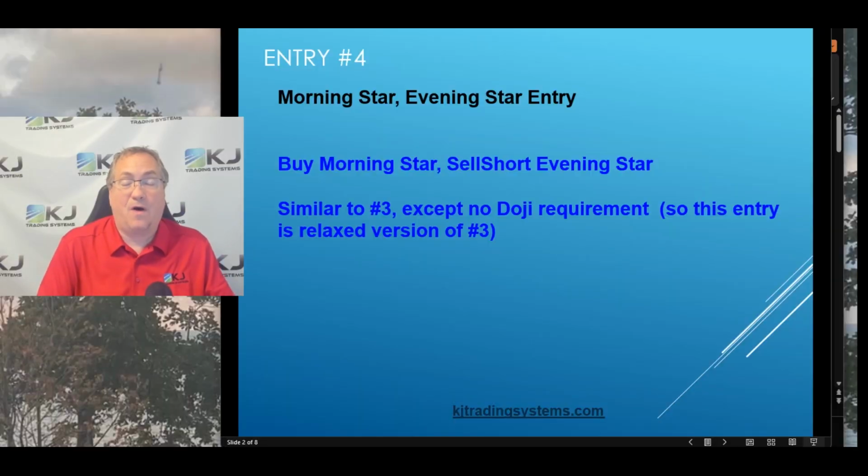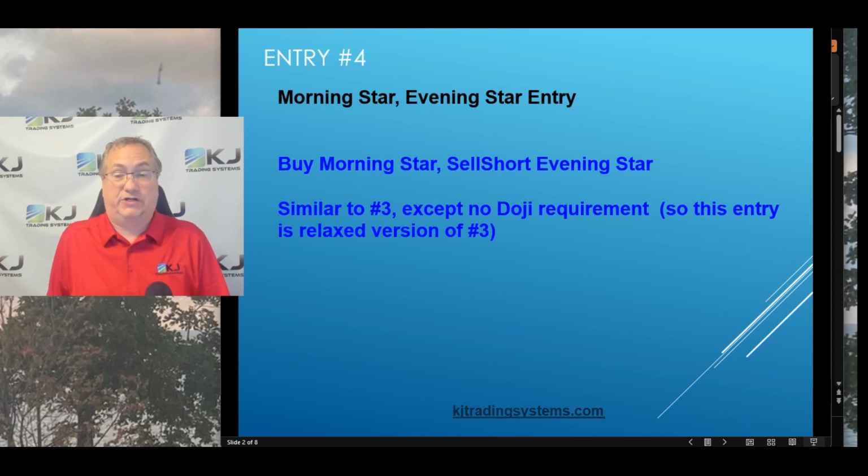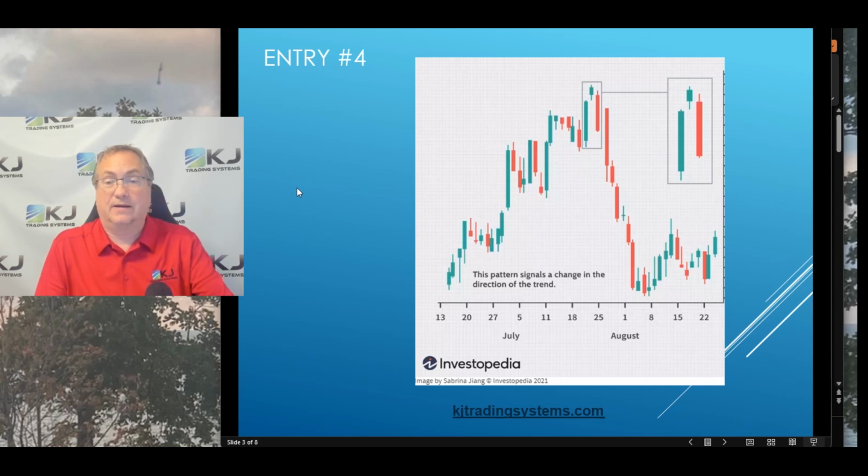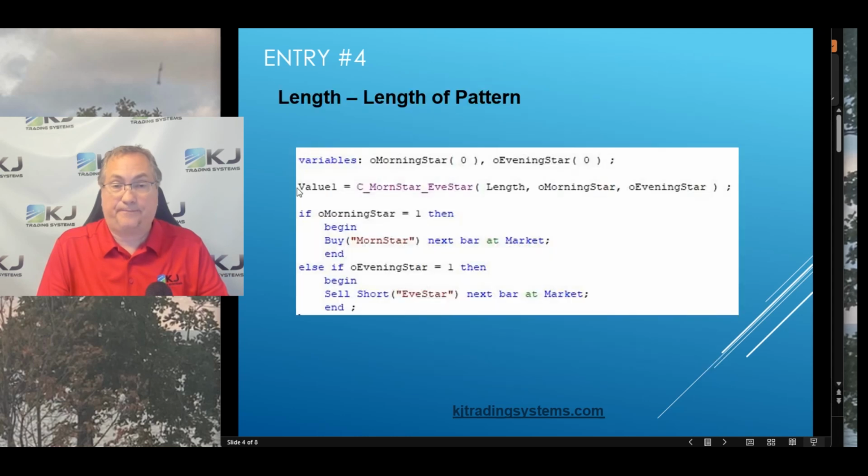Okay, this one is a morning star, evening star entry. It's sort of the same, but a little bit different from an earlier video I did, where it was a morning doji star and an evening doji star. So this is the same sort of thing, just without that doji requirement. It's kind of a relaxed version of that. And here's an example of that from Investopedia. That's kind of what that candlestick pattern looks like.